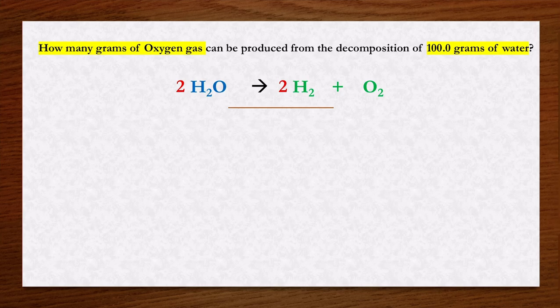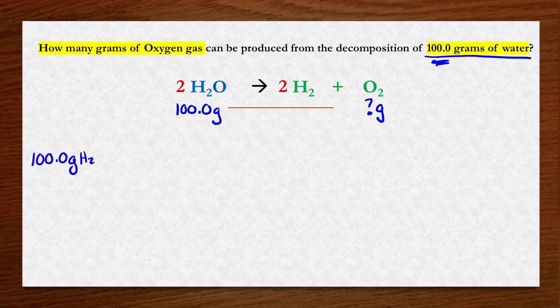All right, so let's go ahead and pull out the information we're being given. I'm being given 100 grams of water. All right, so there's my 100 grams of water. And then it's asking me to calculate an amount for oxygen in grams as well. So I'm going to start this problem with what's given to me. All right, so I know that I have 100.0 grams of H2O.